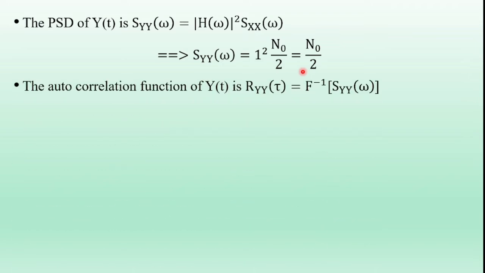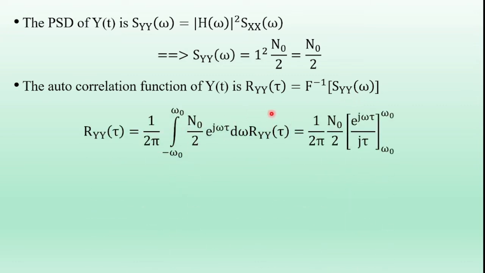So now here we want to calculate the autocorrelation function of the output y of t. But we know that the Fourier transform of the autocorrelation function of output y of t is the power spectral density of the output y of t. So using that Ryy of tau and Syy of omega are a Fourier transform pair, that is Ryy of tau is equal to F inverse of Syy of omega. So now here Syy of omega is already calculated, that is N naught by 2, and substitute that value into here.